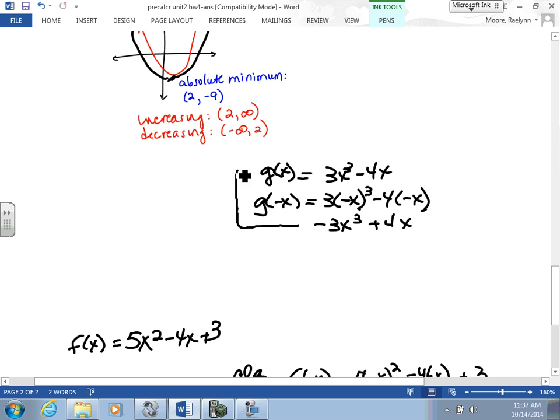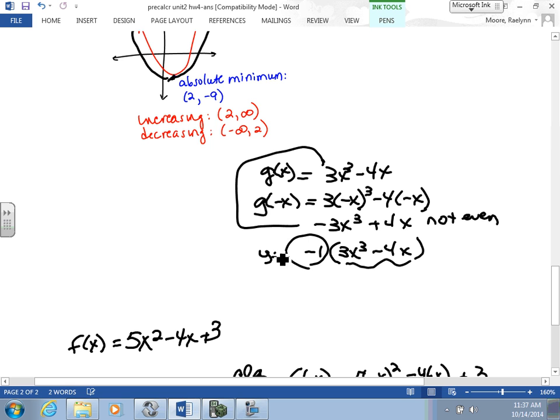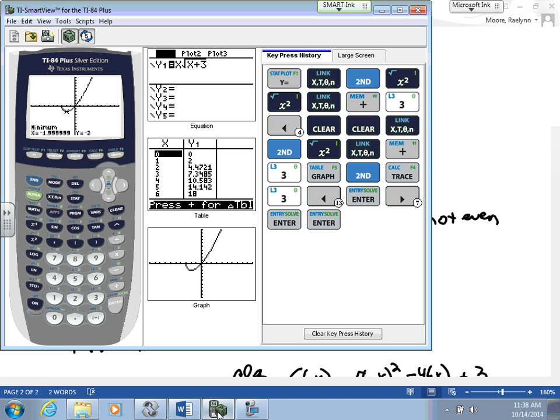Is this the same as the original? No, this is not even. So let's factor out a negative 1. If I factor out a negative 1, this guy's positive. If I factor out a negative 1, this guy's negative. Is this the same? Yes. And therefore, my y is going to be negative. This is odd. Now let me show you something interesting when you graph this. Watch what happens when you graph this.